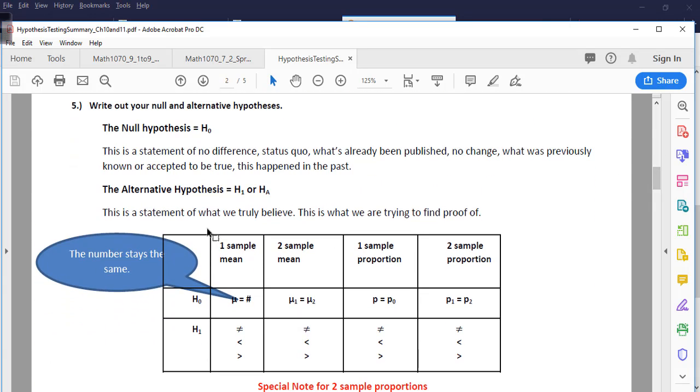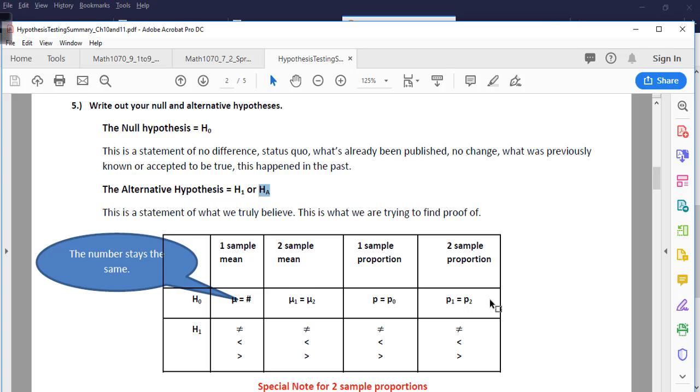Write out your null and alternative hypothesis. Your null hypothesis is H sub 0. This is a statement of no difference, status quo, what's already been published, there's no change. What was previously known to be true, that's what you accept as your null hypothesis. That's what you write down initially. Your alternative hypothesis, your symbols are H sub 1 or HA, depending on your textbook. And this is the statement that you truly believe. This is what you're trying to find proof of. The numbers are going to stay the same in your null and your alternative hypothesis. The only thing that changes is the symbol that you use in between.